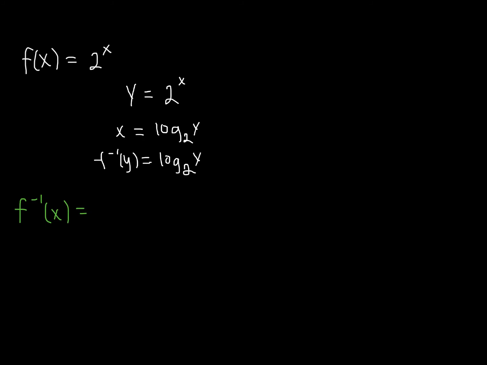And when we rewrite this, though, in function form, we always want our independent variable to be x. So our inverse function is log base 2 of x. And here we just have to remember that for our inverse function, the domain, or all the possible x values, are the range of our original function. Okay. And similarly, the range of my inverse is going to be the domain of my original function. So let's actually quickly find the domain and range for our original function f and our inverse function.